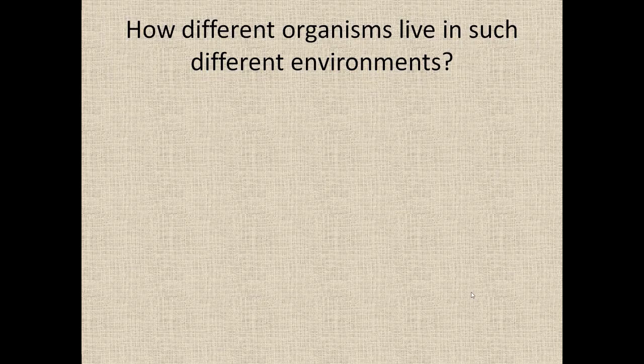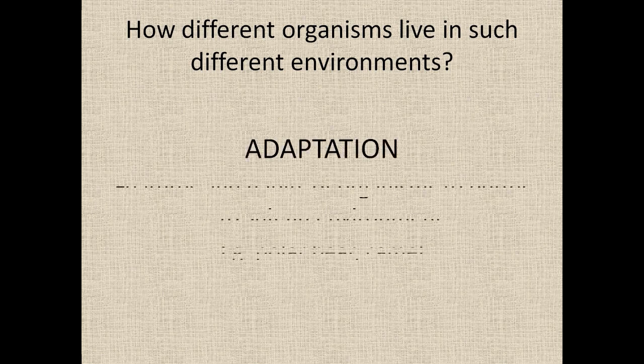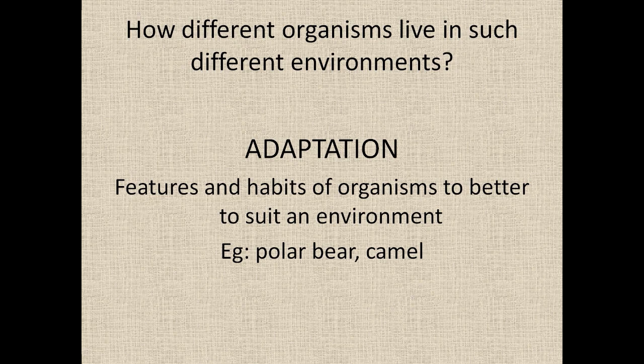How do different organisms live in such different environments? That is the first question. The answer for this is adaptation. We know that different organisms are living in their own habitat, that is their own place, their own home. So how are they living in such an environment? That is called adaptation: features and habits of organisms that better suit an environment.